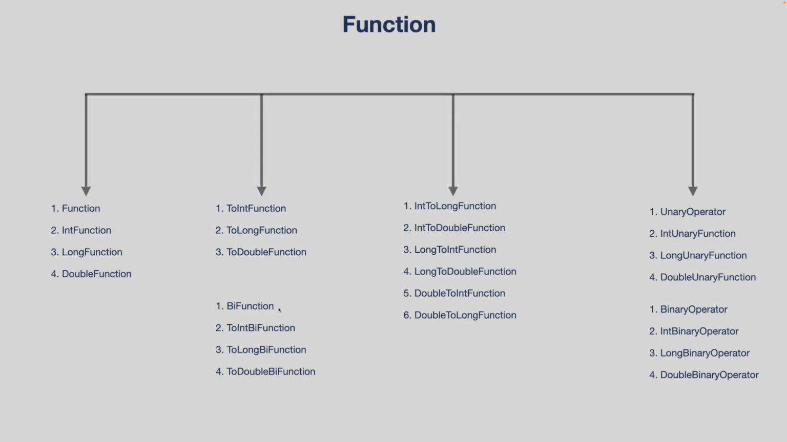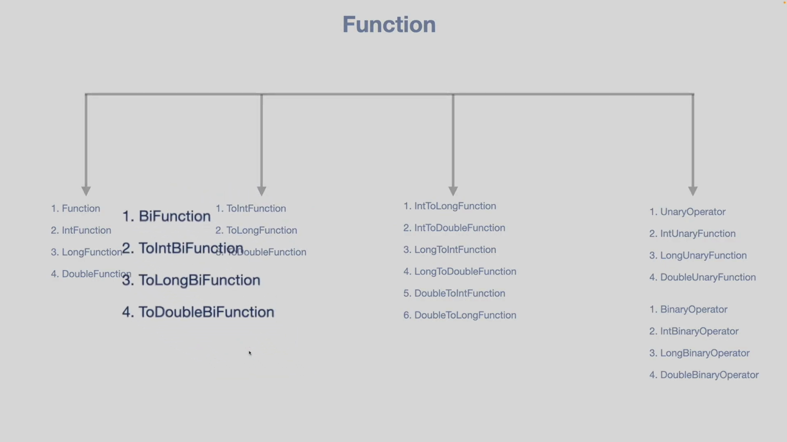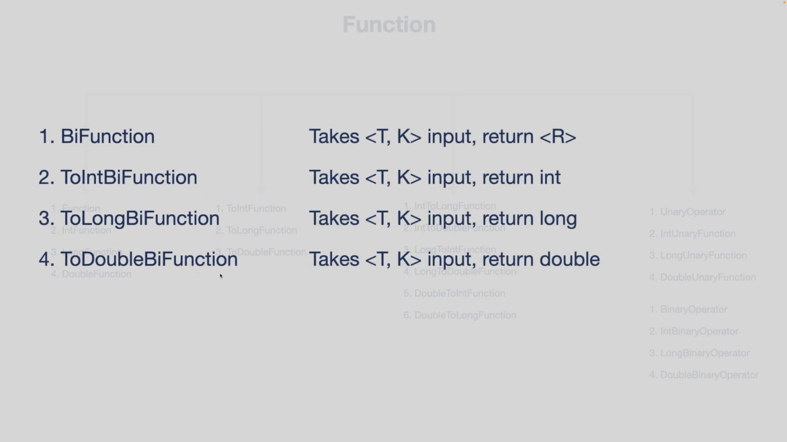And the next one is the toInt by function, toLong by function, or toDouble by function. This is similar to the ToInt data type function. So here we are taking two inputs. In the by function, I am taking two inputs and returning only one result. ToInt by function means we are taking two inputs t and k and returning the int.